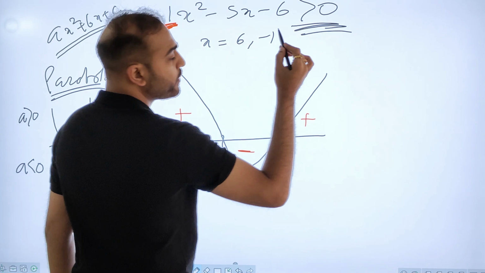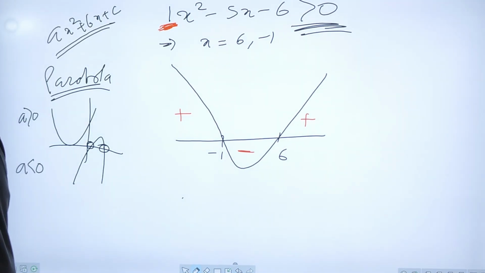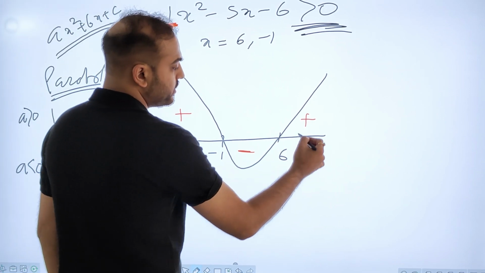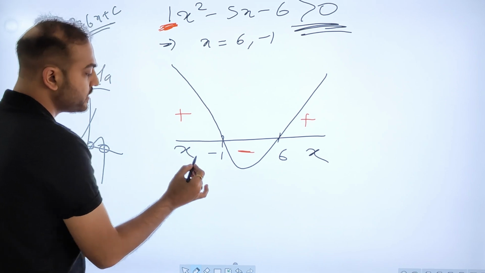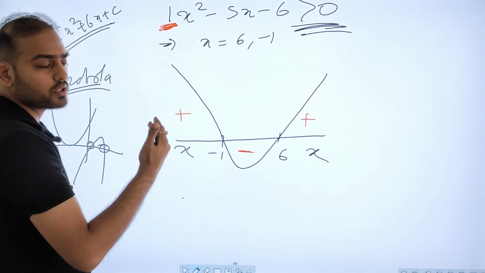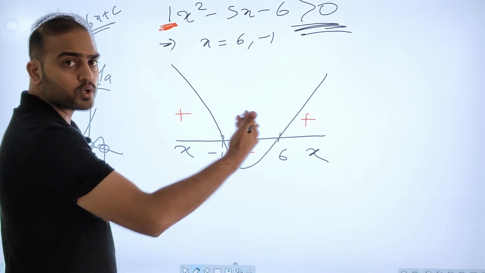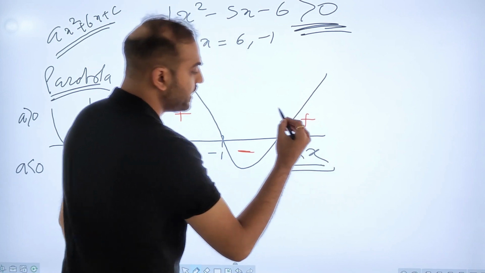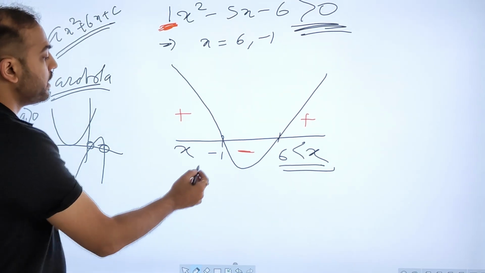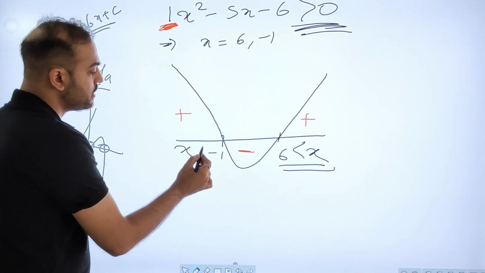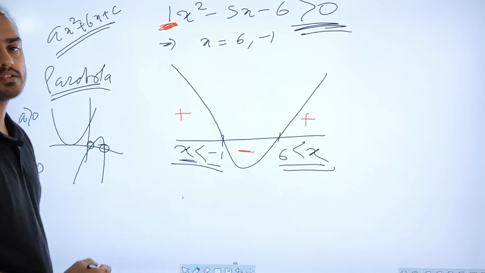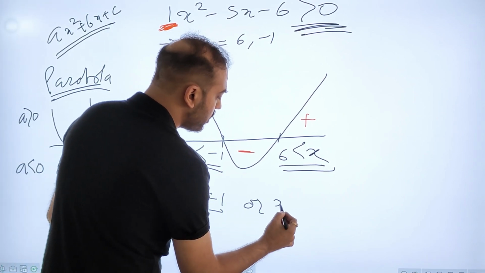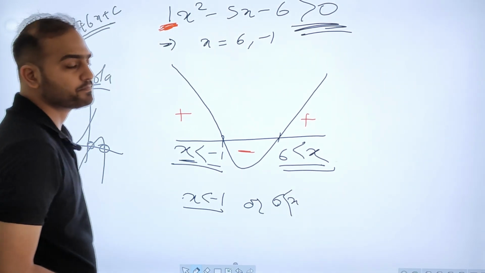Now how do we answer then? What does the question want from us? It wants greater than 0. So it wants the overall answer to be positive. So where is the overall answer positive? In this region and in this region. Now the way the number line works is, if you go from left to right, the values increase. So if x is ahead of 6, that means x is greater than 6. If x is behind -1, that means x is less than -1. So we get two answers here, x less than -1 or x greater than 6.